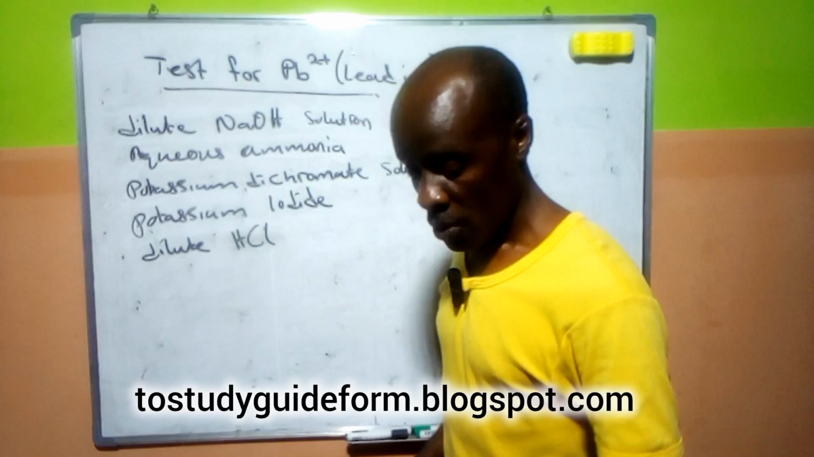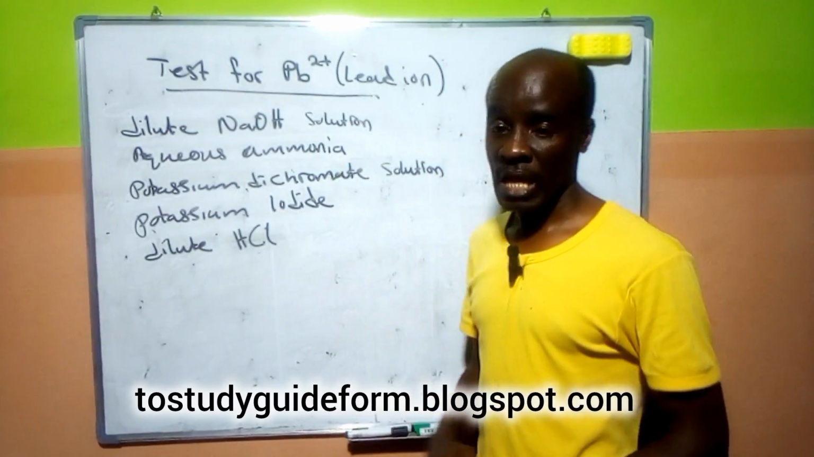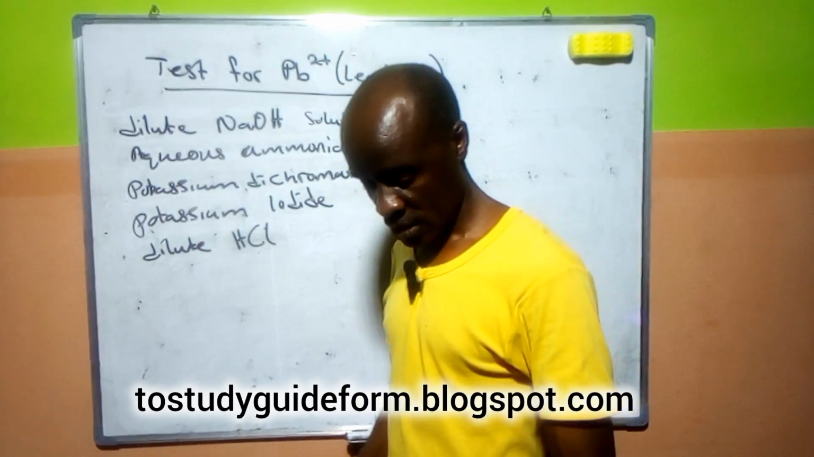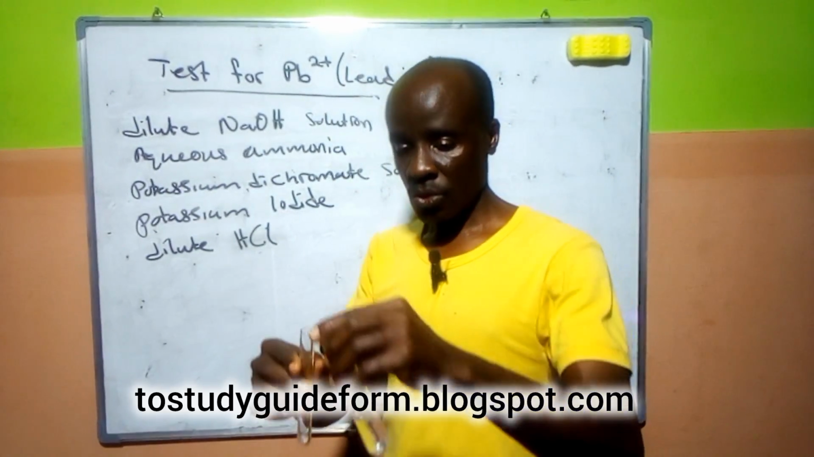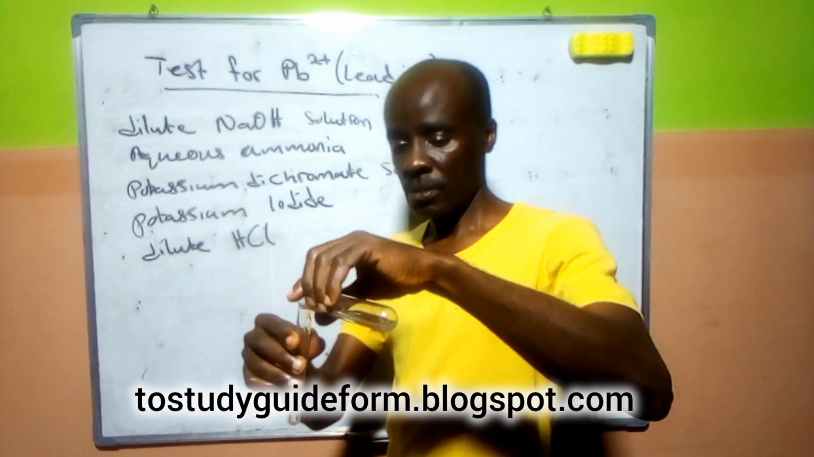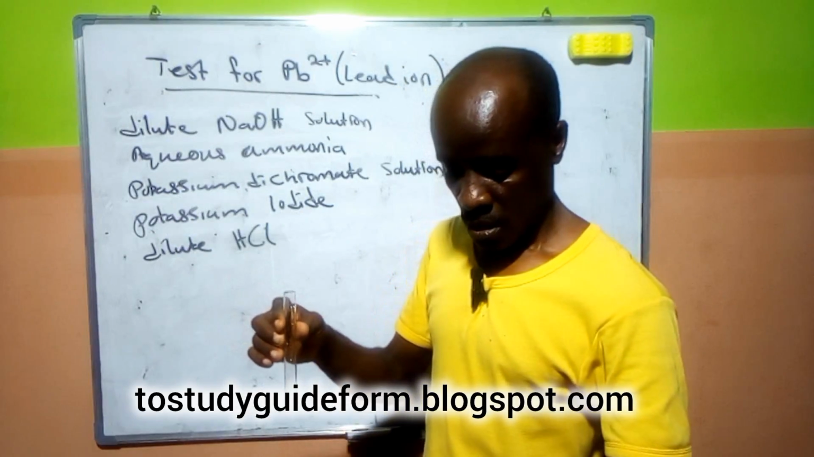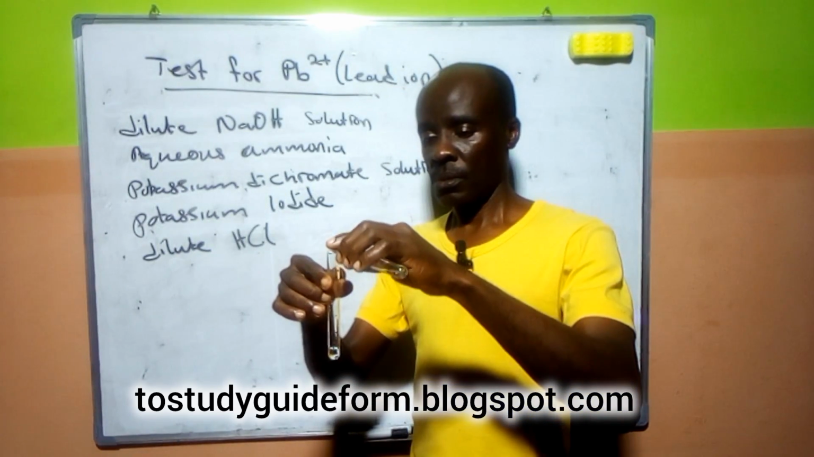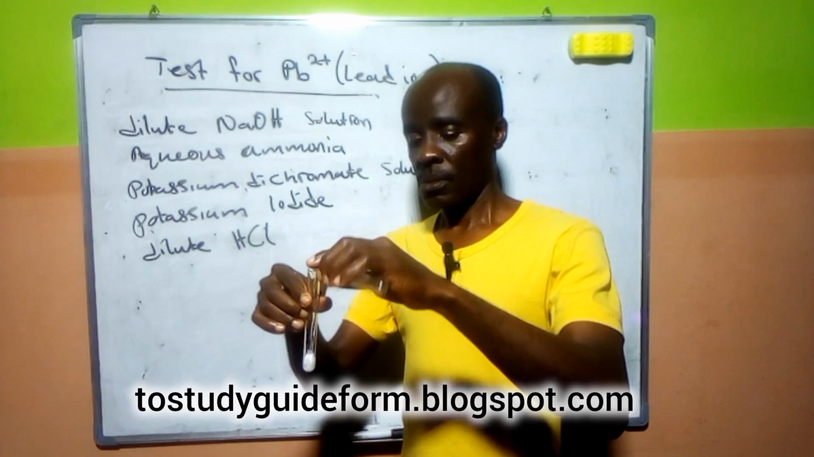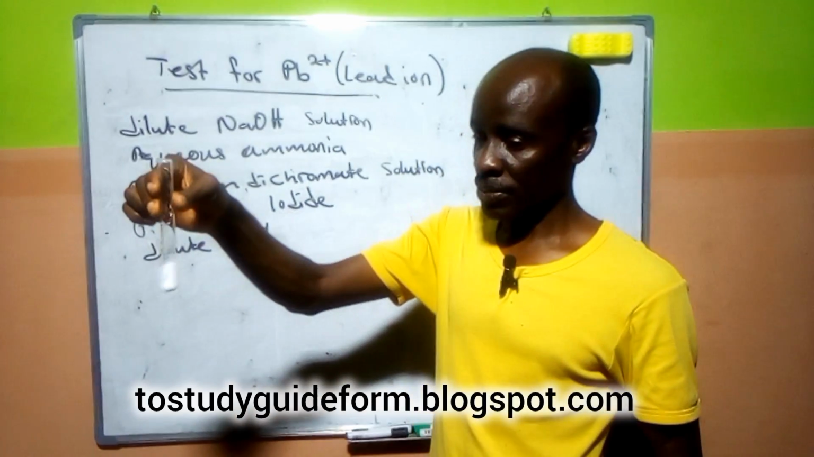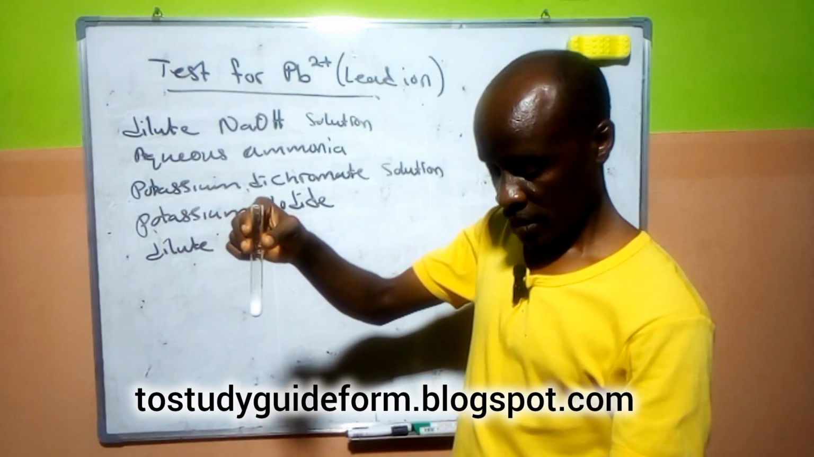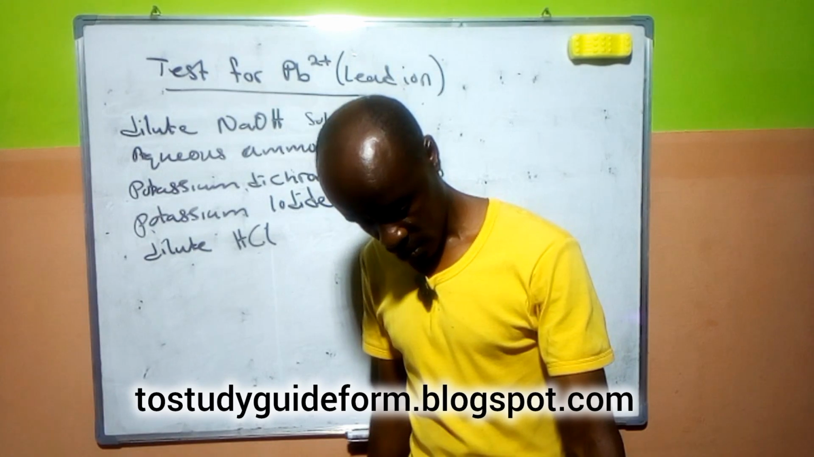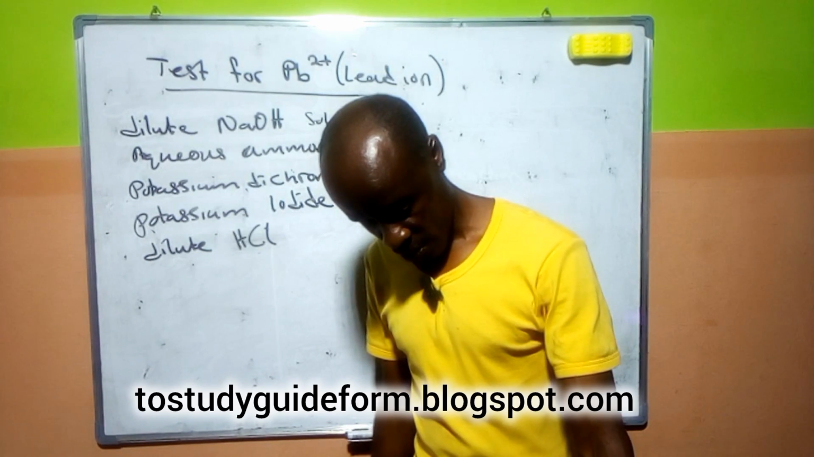So now the next one we're going to be testing is with aqueous ammonia. With aqueous ammonia, let's see what we are likely to get. Now we add the solution of lead ion, then aqueous ammonia in drops. See, we have a precipitate again. This precipitate we have, let's see what we have when we add excess of it. Excess of aqueous ammonia to it.